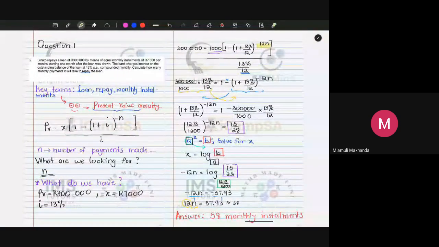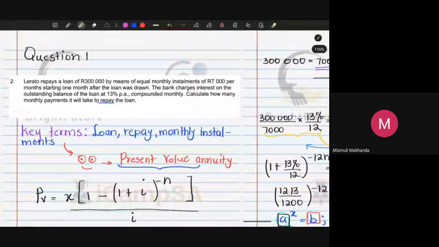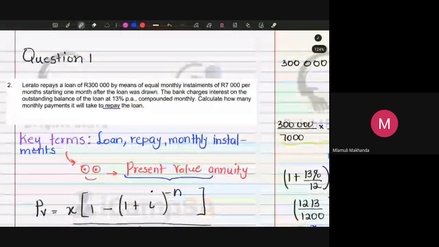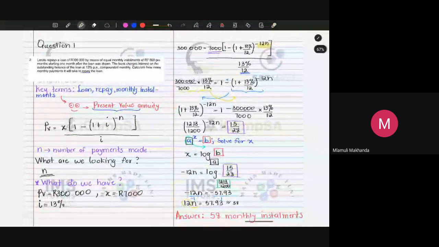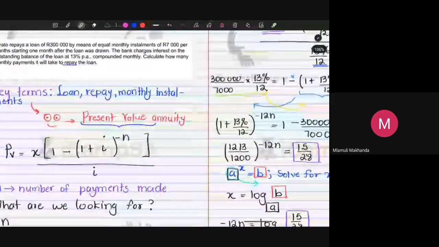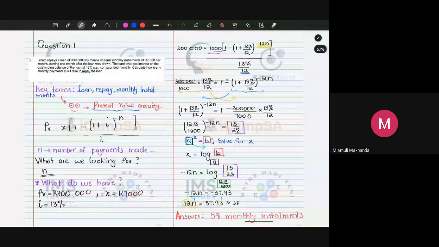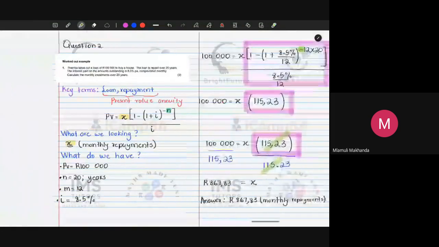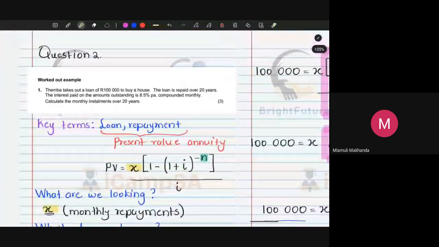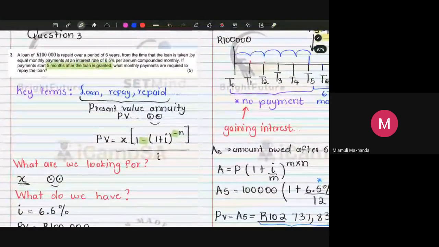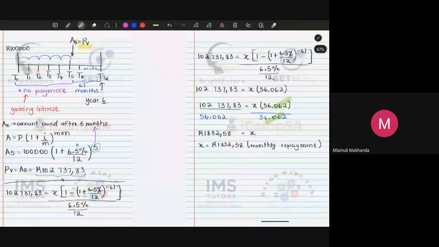If you remember, we did a couple of problems where we're looking at Lirato, who's paying off a loan, and we did all the calculations here. They were asking how many monthly payments it would take to repay the loan. We saw that it will take around about 58 months. Then we did question 2, of Temba and the story. You can go and review that lesson. We did another question here, and so on.